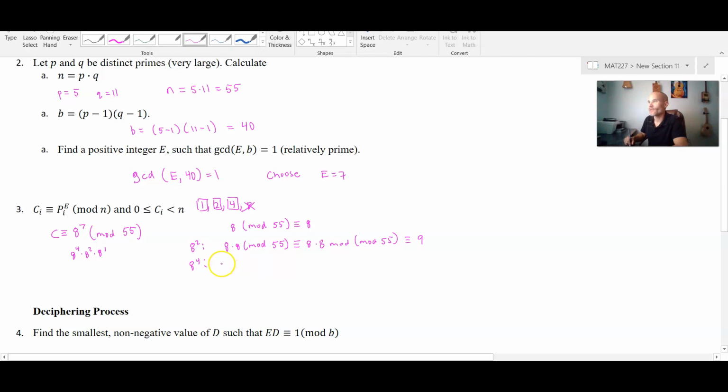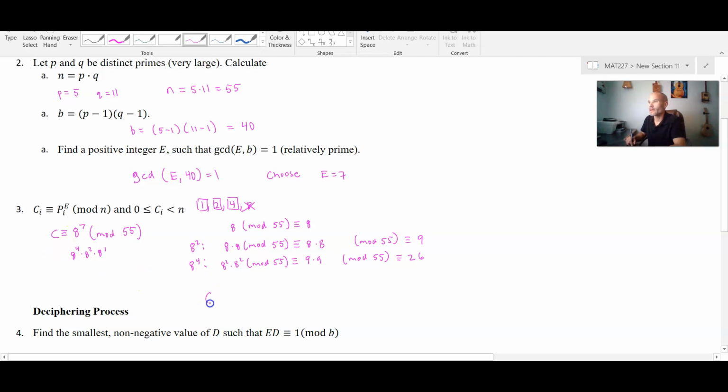So 8 to the 4th is 8 squared times 8 squared mod 55. And that's congruent to the remainder of 8 squared mod 55, which is 9 times 9 mod 55. I wrote a couple of extra mods here, I'll go ahead and delete that one. And so 9 times 9 is 81, and 55 goes into 81 one time, and that's going to leave a remainder of 26. And that's it. This is where we can stop and we can now compute our ciphertext value.